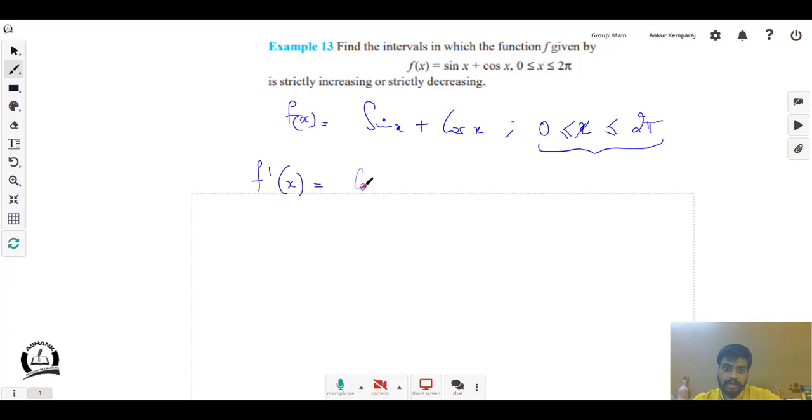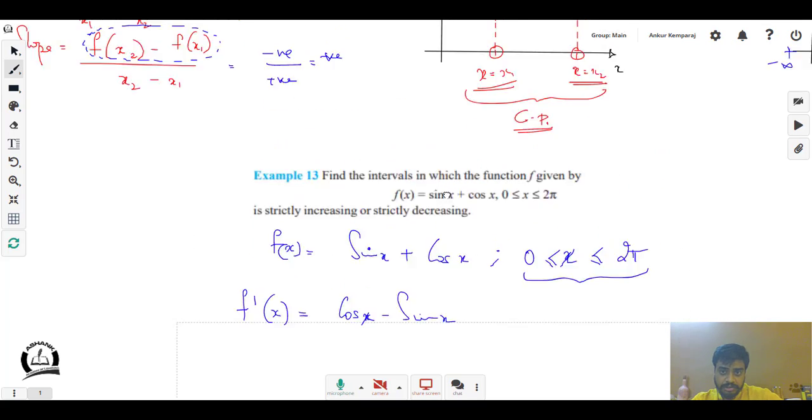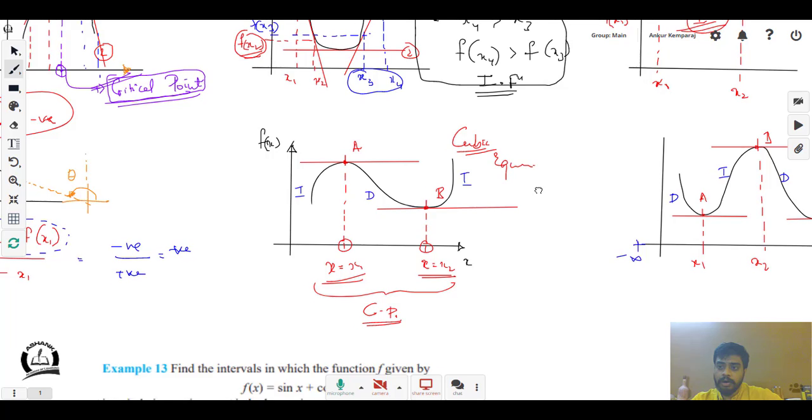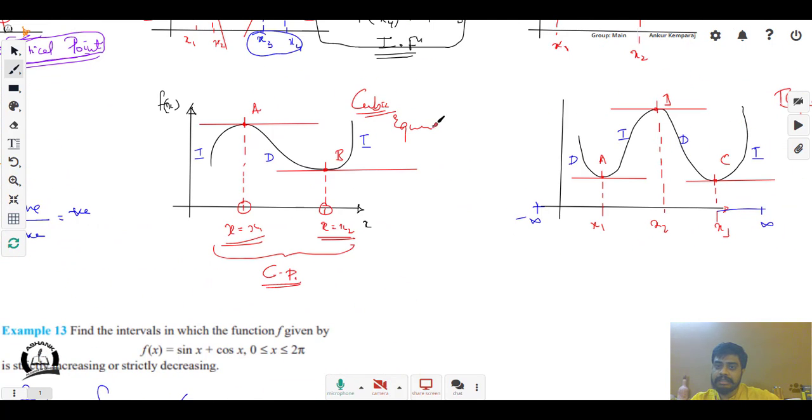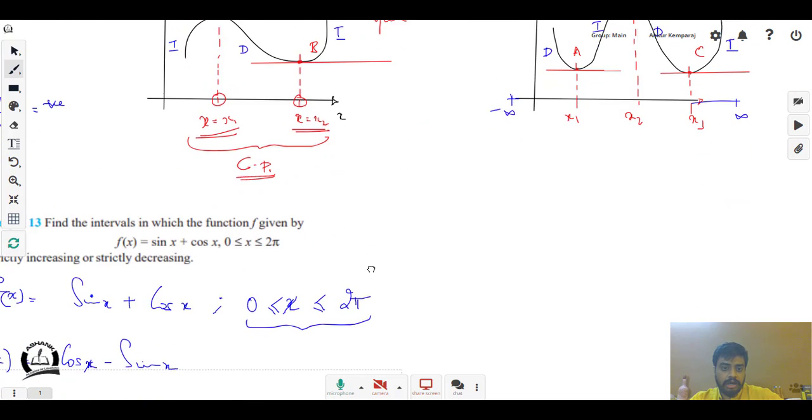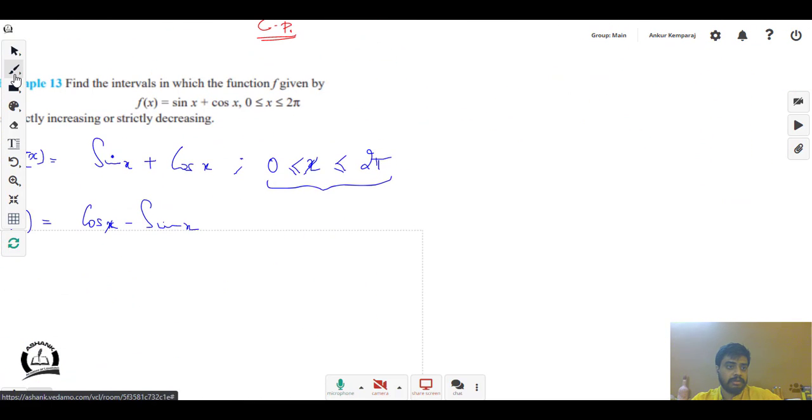If I differentiate it, I get cos x minus sin x. Now that I differentiated it, I've got the slope of any tangent anywhere here. So the shape of this graph, let's say we don't know. Well, I know the shape of the graph, so I'm going to draw it.